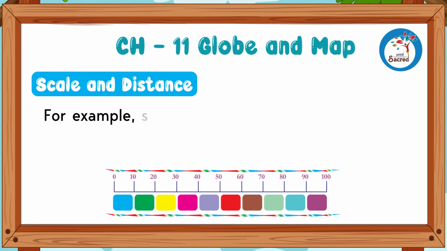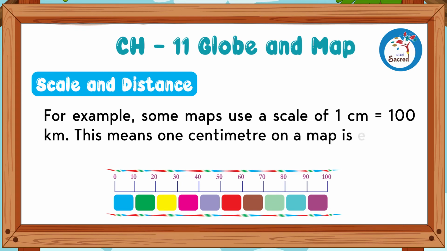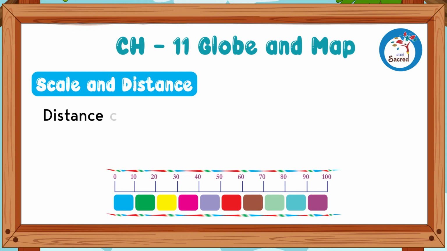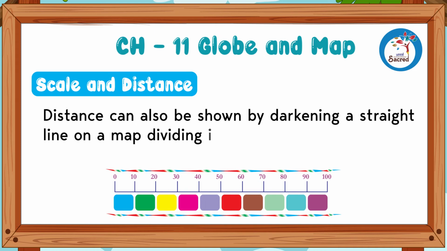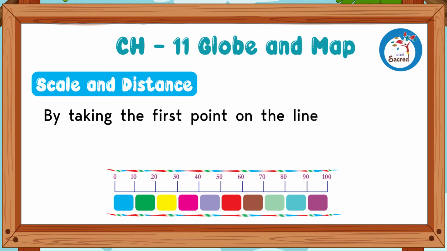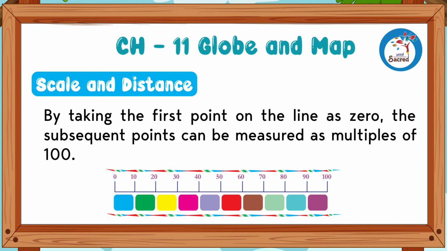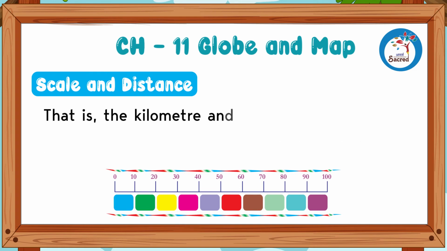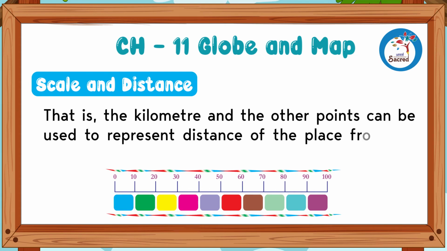For example, some maps use a scale of 1 centimeter equals 100 kilometers. This means 1 centimeter on a map is equal to 100 kilometers on the ground. Distance can also be shown by darkening a straight line on a map, dividing it into equal parts. By taking the first point on the line as 0, the subsequent points can be measured as multiples of 100. That is, the kilometers at the other points can be used to represent the distance of the place from the first point.